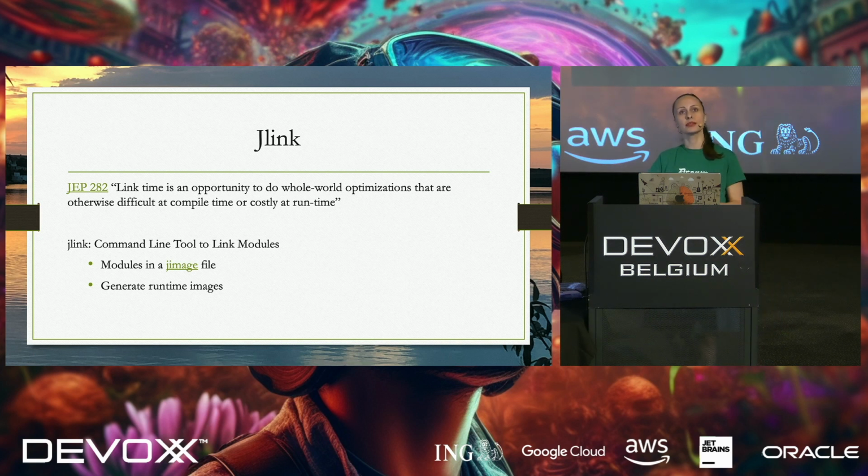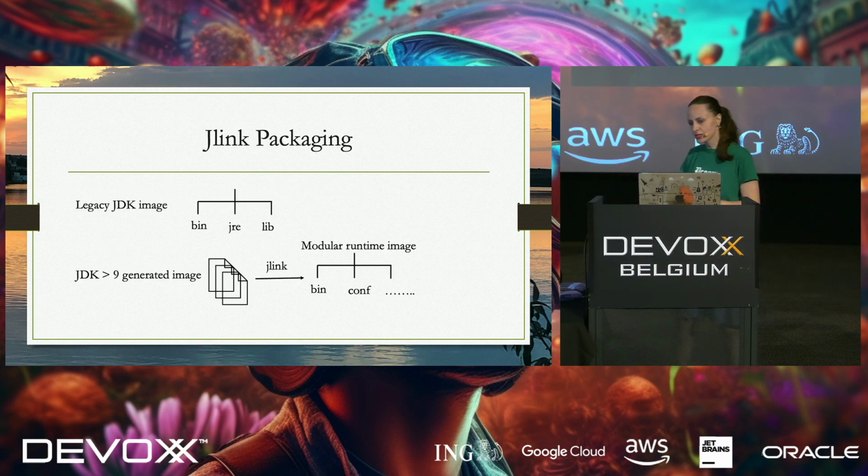Now, you can use the jlink tool to assemble and optimize a set of modules and their dependencies into a custom runtime image. So what this means is that your application is using a set of modules, and you can just pick only those, because only those are needed at runtime, and build your own JRE. So how does jlink packaging work?